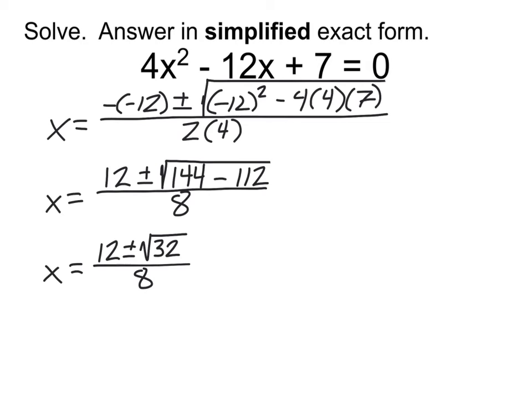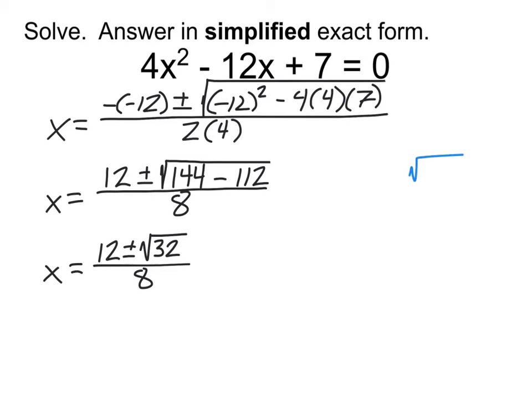Now, this is pretty good, but it's not quite done. Because basically this is exact form, which is one of the things we're looking for, but you'll notice that we actually want our answer in simplified exact form. And this square root of 32, it does simplify down. So we actually want to do that work.